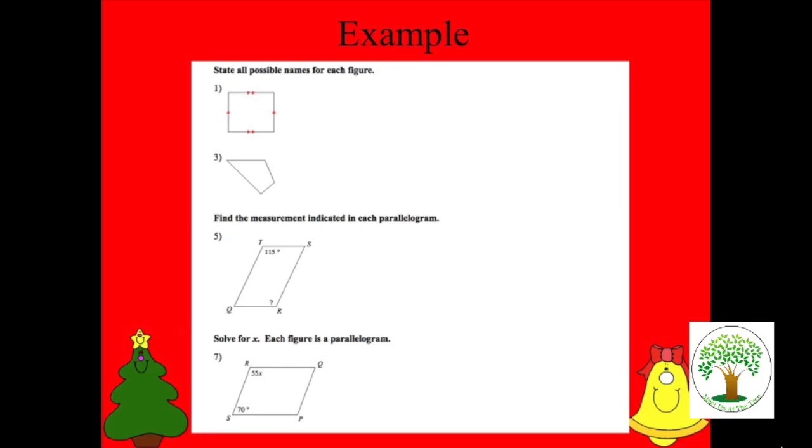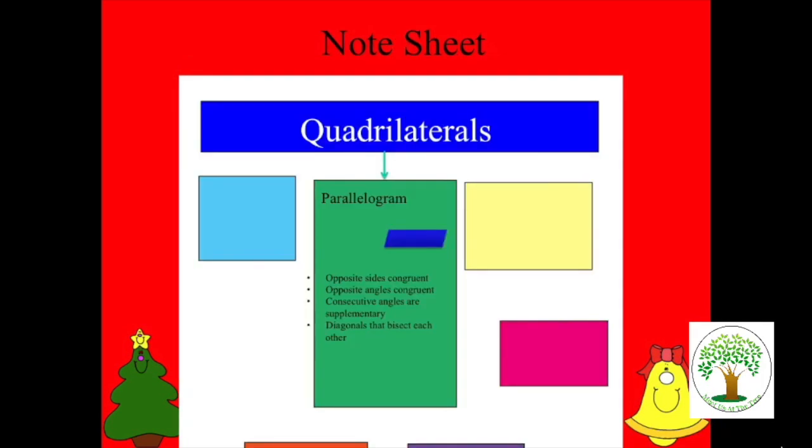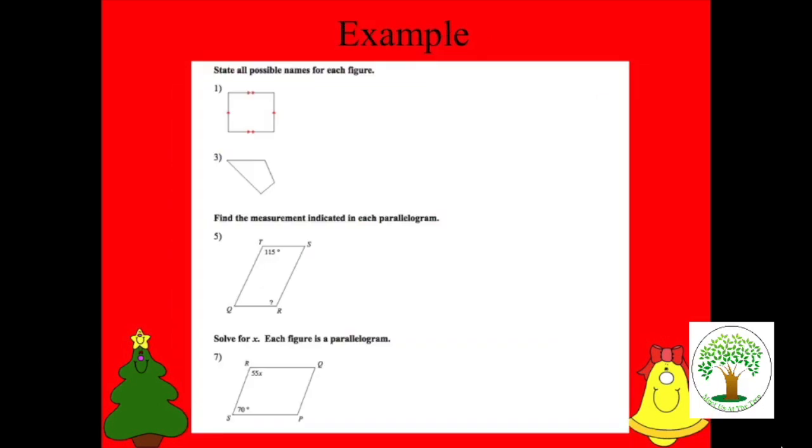So number 1, they want you to state all possible names for the figure. The first thing you need to ask yourself is, is that a parallelogram? Number 1. Okay, now I'm going to go back to the slide I had before. If it's a parallelogram, what else is it? Quadrilateral. It is a quadrilateral. So if you know it's the one below it, you're going to go up. So if it is a parallelogram, you have to write both parallelogram and quadrilateral. It's also regular.